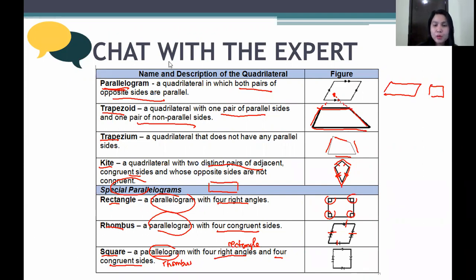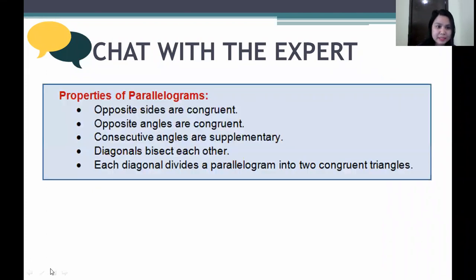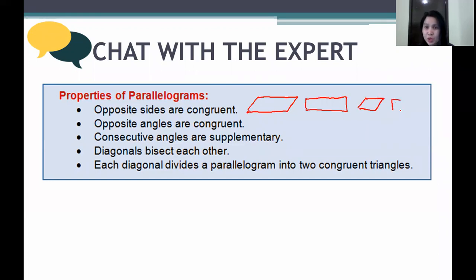Now, we have some properties of parallelograms. The first property, in a parallelogram, opposite sides are congruent. So let me draw four parallelograms. It might look like this one, parallelogram. A rectangle is a parallelogram. A rhombus is a parallelogram. And a square is also a parallelogram.